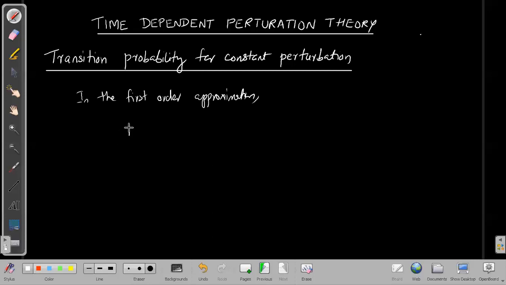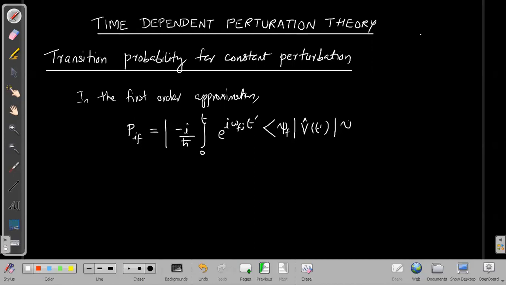The transition probability we can represent by the symbol P_IF, which is the modulus of minus i by h cross, integral 0 to t, e raised to i omega_fi t prime, then the inner product of state psi f, operator V as a function of t prime, state psi i, dt prime, mod square. If you perform this, then we'll find the probability for transition from energy Ei to energy Ef.